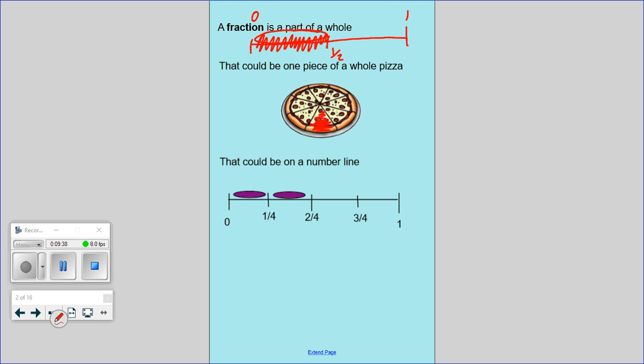So look, I just drew another version of a fraction. It could be an area model. So now I want you to draw a box. And I want you to make your box like my box. Kind of like a window. And then you're going to shade in one of those boxes.